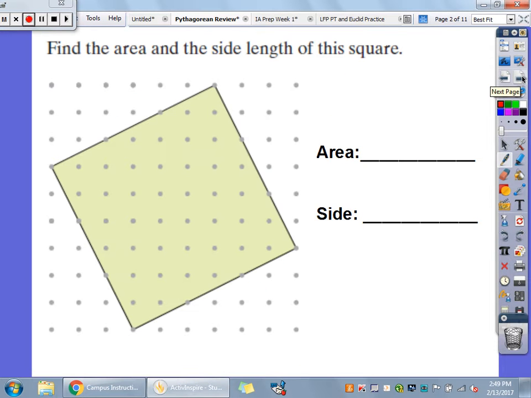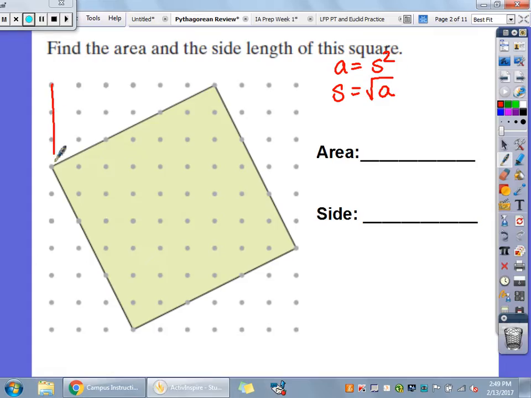All right, on this one, you're finding the area and the side length of the square. So just to recap, the area is equal to the side squared, and the side is equal to the square root of the area. So whatever number is underneath the radical sign, that tells you what your area is. And if you have the area and want to know the side, you just take the square root, okay?